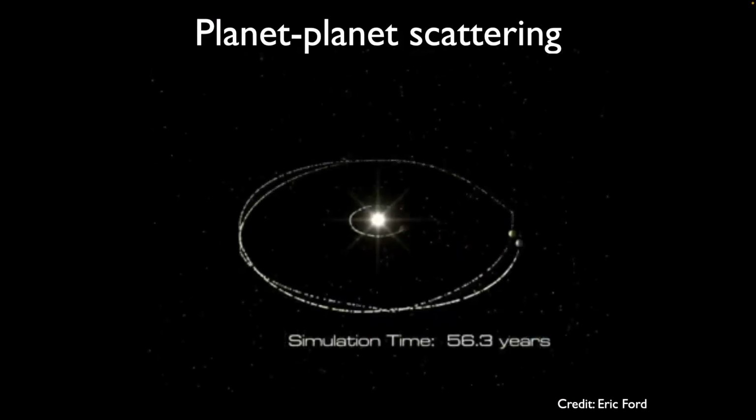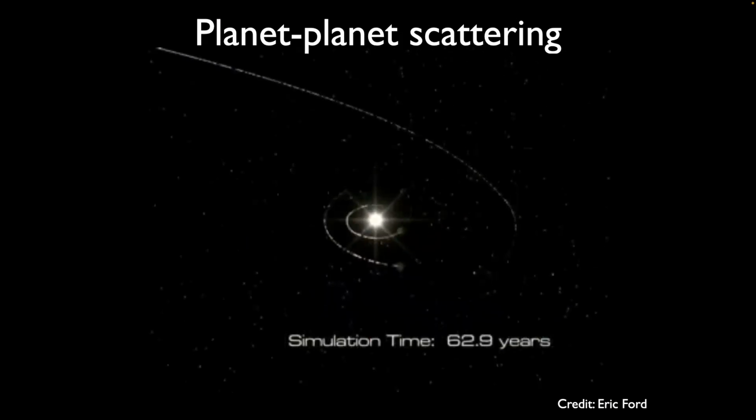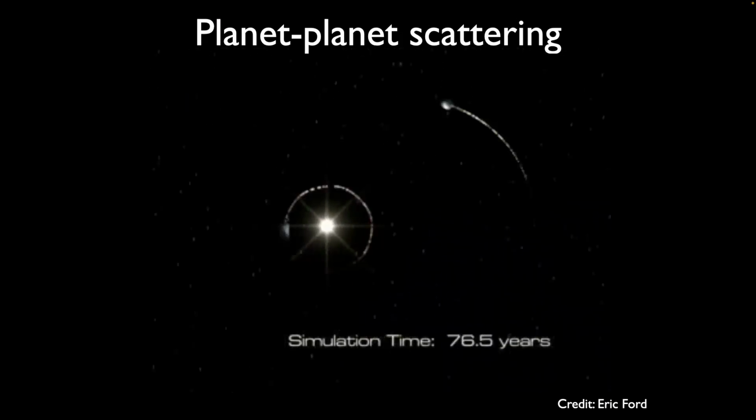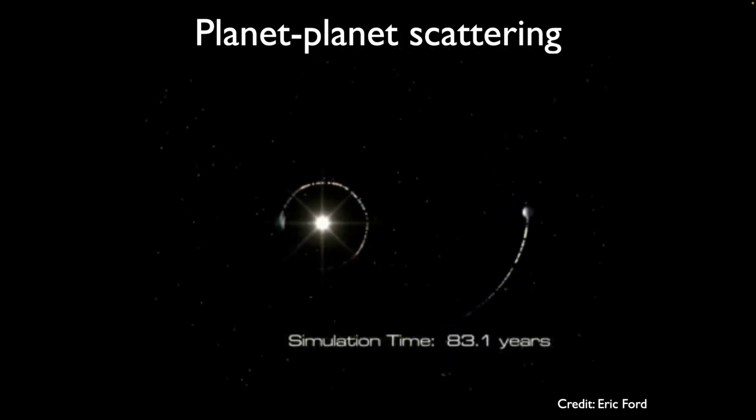And at the very end, one of them gets a big kick and gets launched out, never to return again. And the surviving planet has this stretched-out eccentric orbit. And so in some sense, its eccentric orbit is kind of like a scar from this violent past. I love saying that. It's very dramatic.